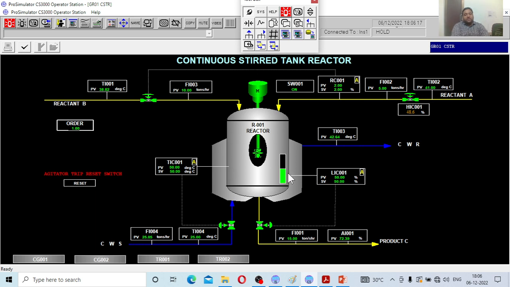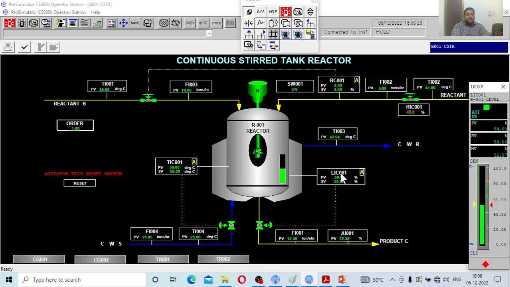We also have to maintain some level in the reactor. Presently a 50% level has to be maintained in the reactor, so the controller senses the level and gives a signal to the valve, so that the valve opens according to the level in the reactor. Presently 50% is the level, the process value is 50%, the set value is also 50%, so the manipulated variable is around 51.57%.